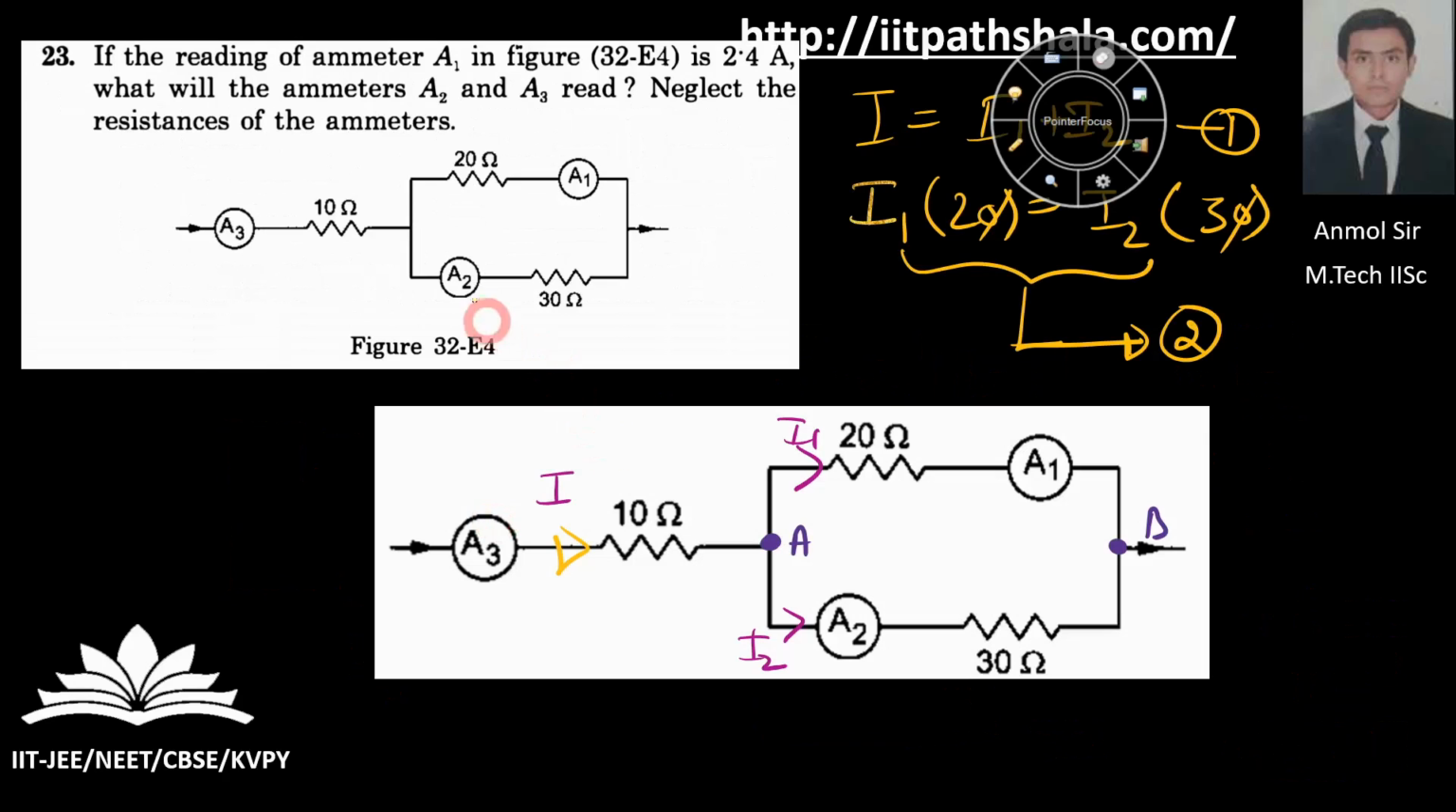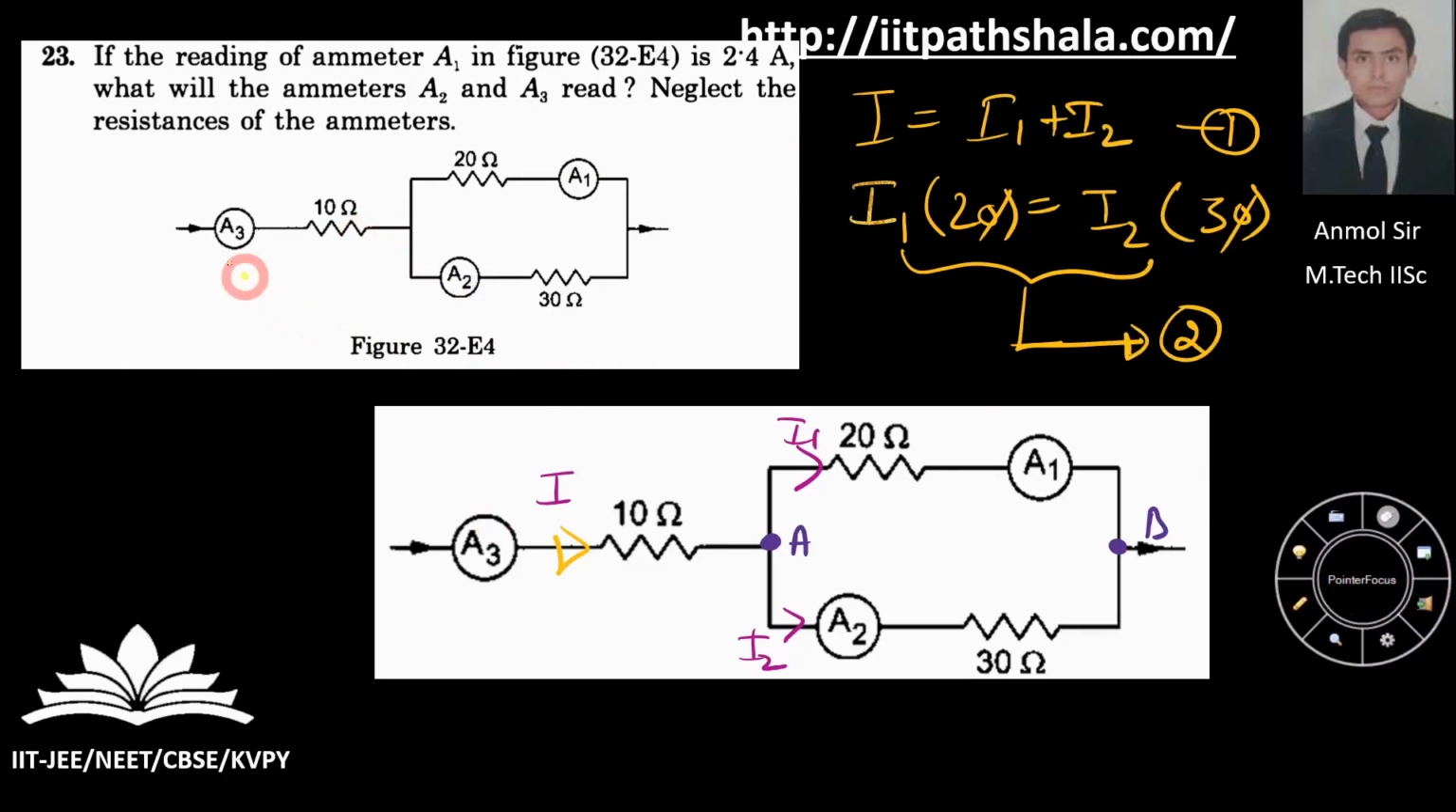Now in this question, as you can see over here, he wants you to find the current in the A1 and A2 ammeters. You are provided with current A3 as 2.4 ampere over here. So you will be having a problem, because as you know from Kirchhoff's current law, your parent current at this junction A will be divided into two parts, I1 and I2. Now you'll have two unknowns over here, so you'll need two equations for this.